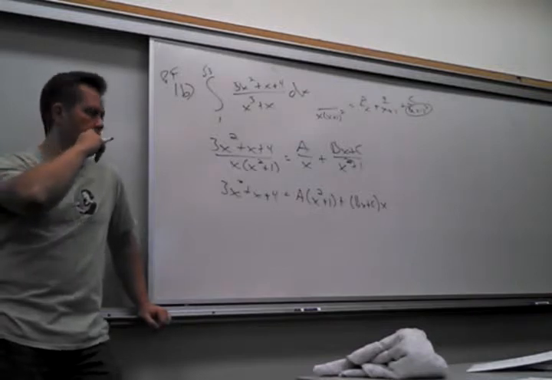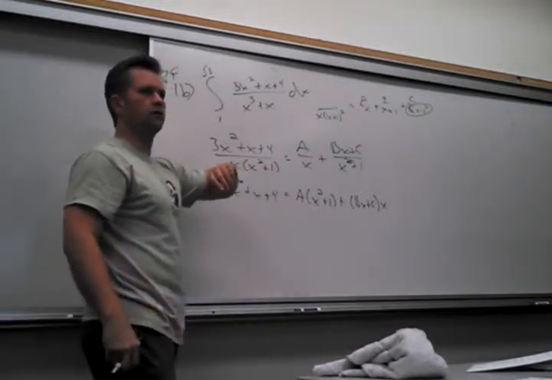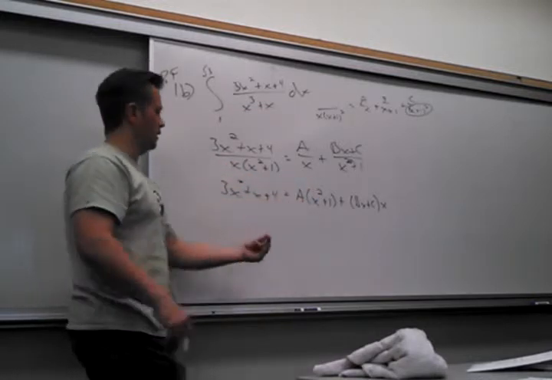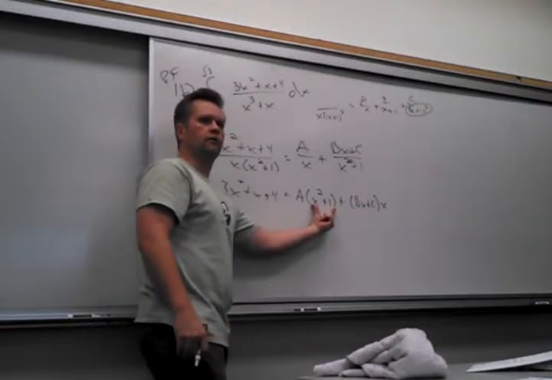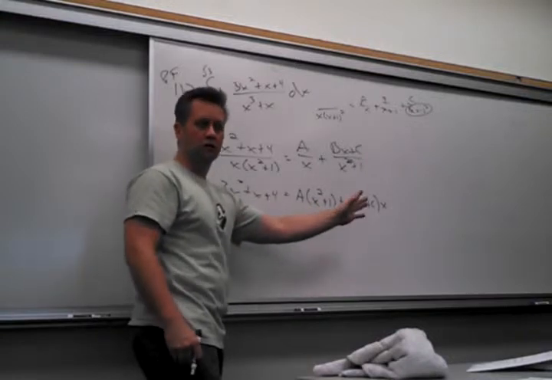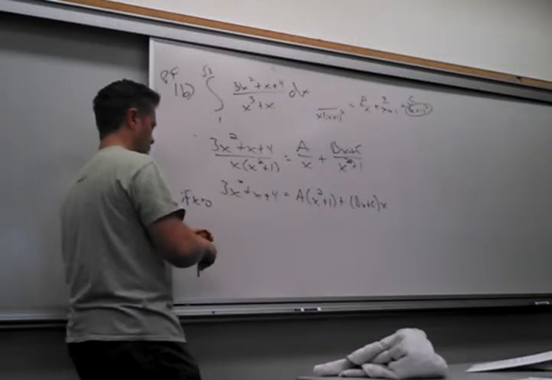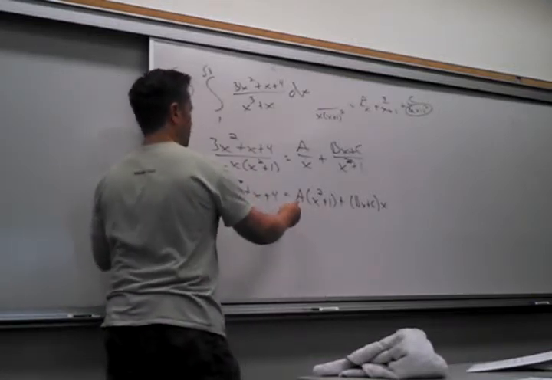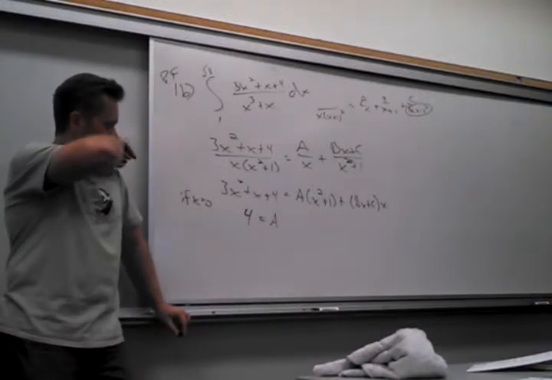Do what as much as you can? What would I let x equal to kill some of this? 0. That's the only thing I could let it equal to kill some of this, right? I could make it equal i. I could, I wouldn't. So if I let x equal 0, what do I get? 4 equals A. Awesome.